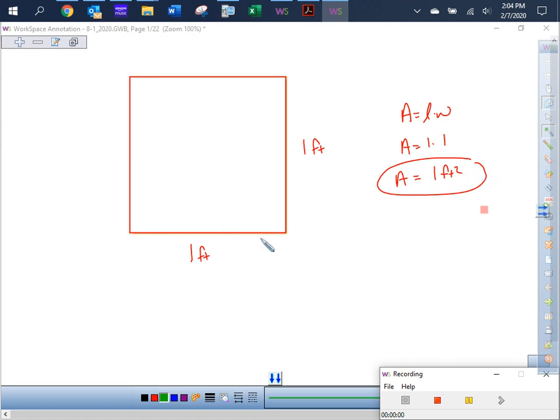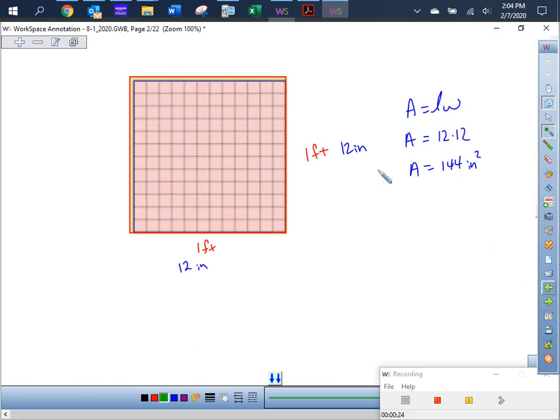I hope your teachers kind of told you, but this right here is what we call 1 square foot. It's a square that's 1 foot by 1 foot, and its area is 1 square foot. Well, we're going to have to do some converting on this stuff. So would you believe that 1 foot by 1 foot is the same thing as 12 inches by 12 inches? Well, that is 144 square inches. So 1 square foot is the exact same thing as 144 square inches.